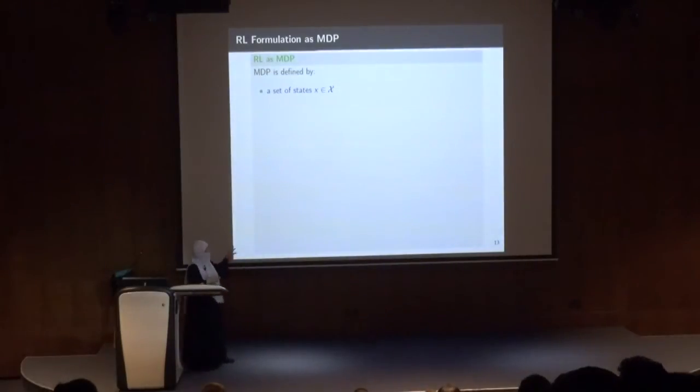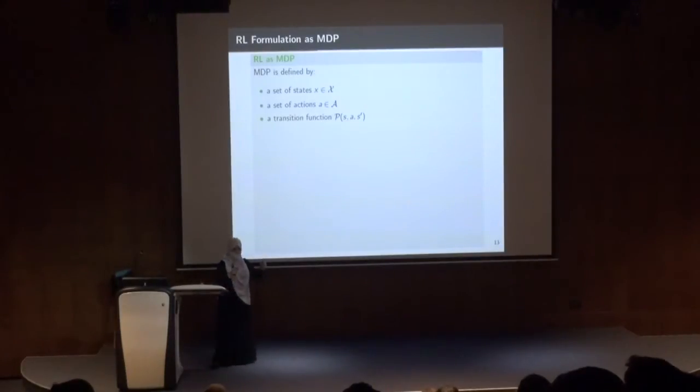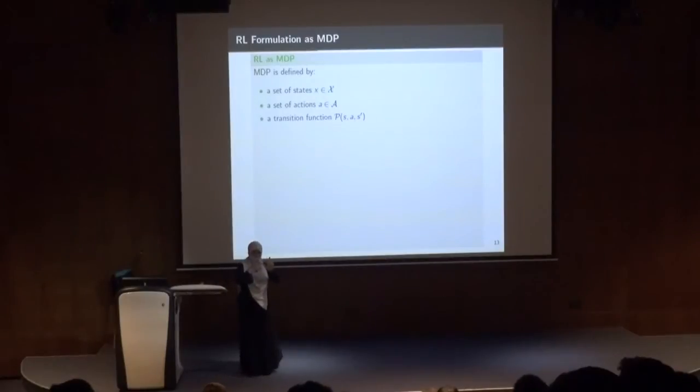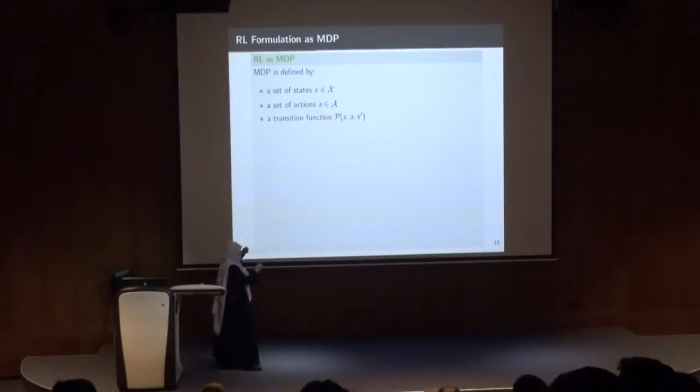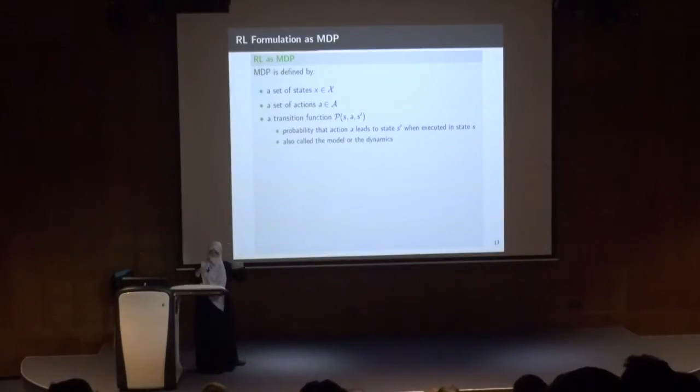So the Markov decision process is defined by a set of states, we call them S, that live in a certain space, a set of actions A that live in a certain space, and a transition function P that takes three values, P of S, A, S prime. So it takes the current state, the action, and the next state, and it gives me the probability of ending up in state S prime, given that I was in state S and I executed the action A.